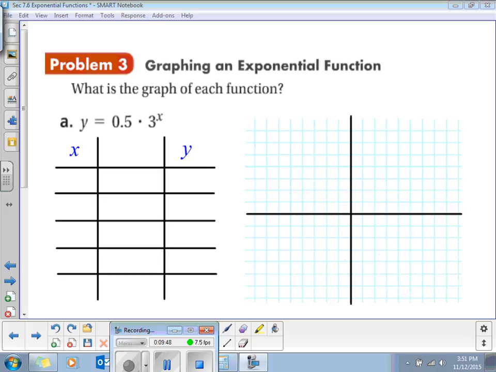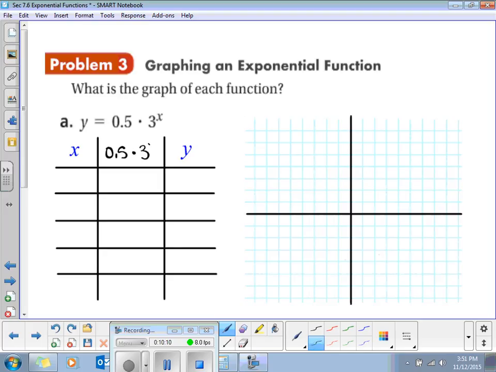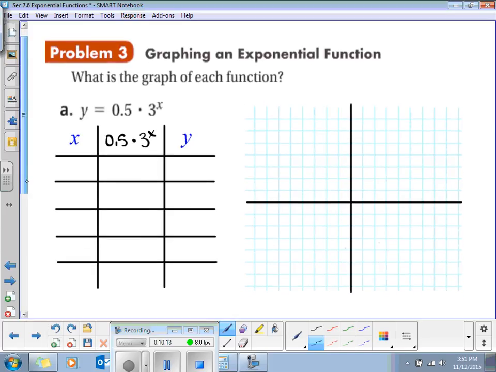Problem 3 is graphing an exponential function. This might take a little bit of time. We have y is equal to 0.5 times 3 to the x power. The rule is right here. Now when we're graphing, of course, we want to have some positives, some negatives, and 0. So, let's do -2, -1, 0, 1, and 2.